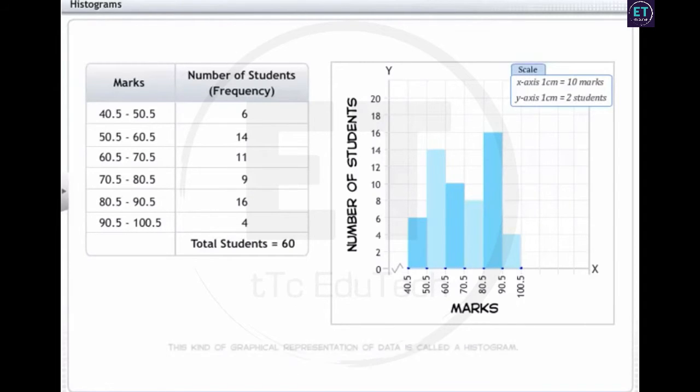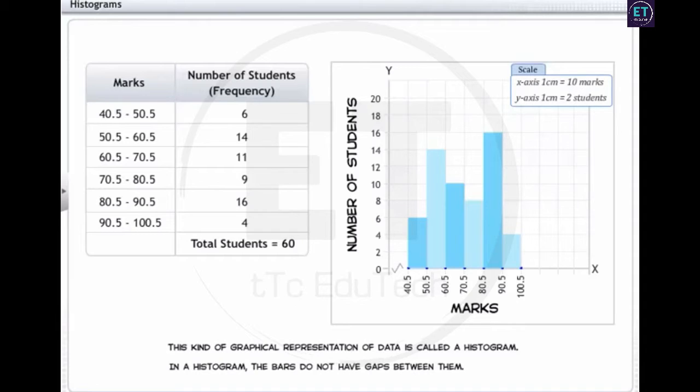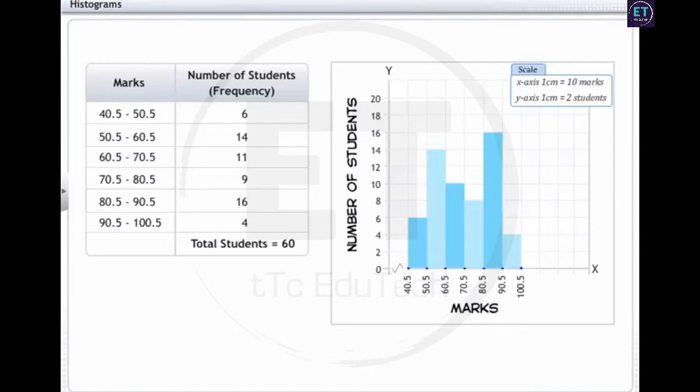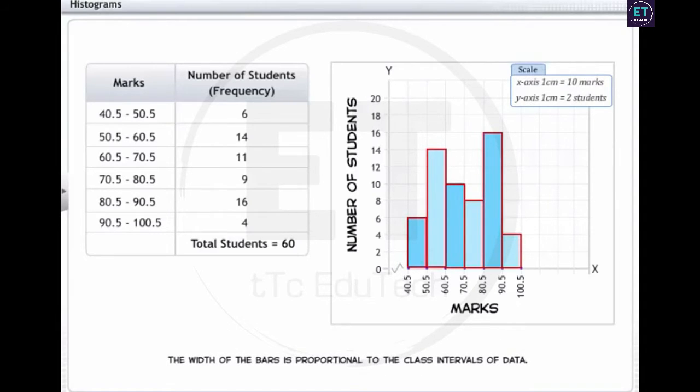This is the completed graph. This kind of graphical representation of data is called a histogram. Note that the bars have no gaps between them. The width of the bars is proportional to the class intervals of data.